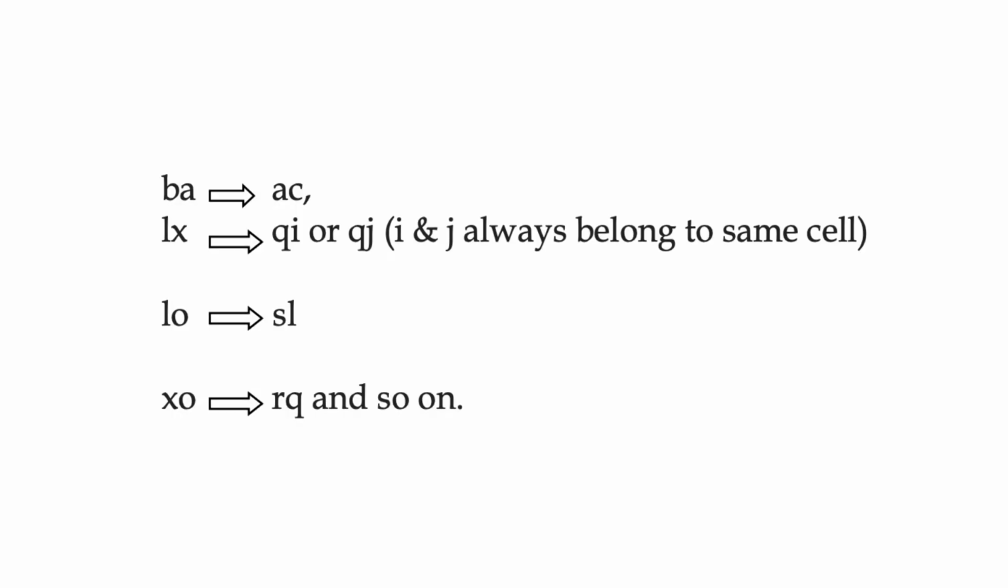We can make use of the above illustration of balloon to make out the algorithm easily. BA becomes AC, LX becomes QI or QJ, as I and J always belong to the same cell, LO becomes SL, XO becomes RQ, and so on.